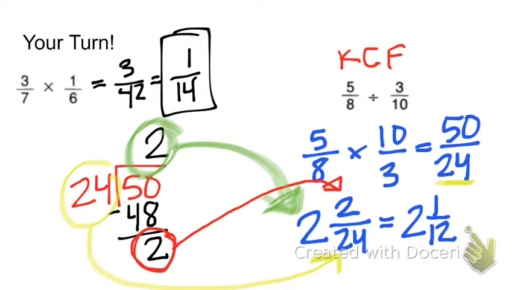So this down here, once I do 50 minus 48, we have 2. So that's my numerator that I have over here. And then my denominator of 24 is just going to stay the same denominator there. So that's how I got 2 and 2/24. And then 2/24 can be both divided by 2, and that's how I got 2 and 1/12. Again, as long as you got the 50 over 24, you are doing awesome. You are on the right track.